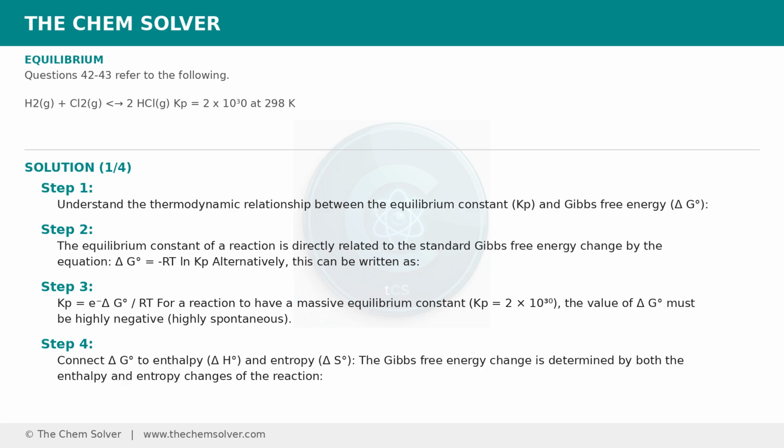For a reaction to have a massive equilibrium constant, Kp equals 2 times 10 to the power 30, the value of delta G degrees must be highly negative, highly spontaneous.